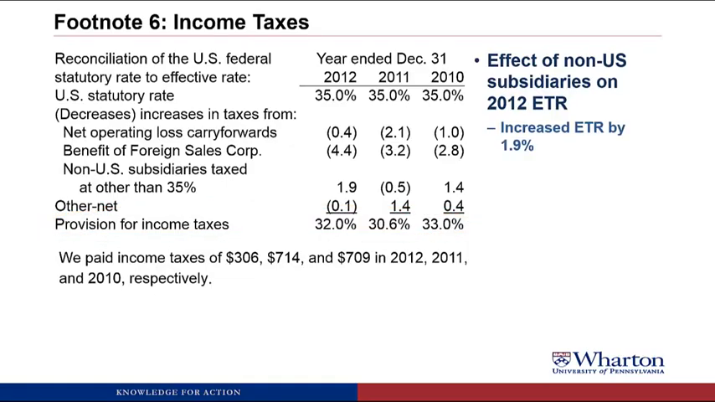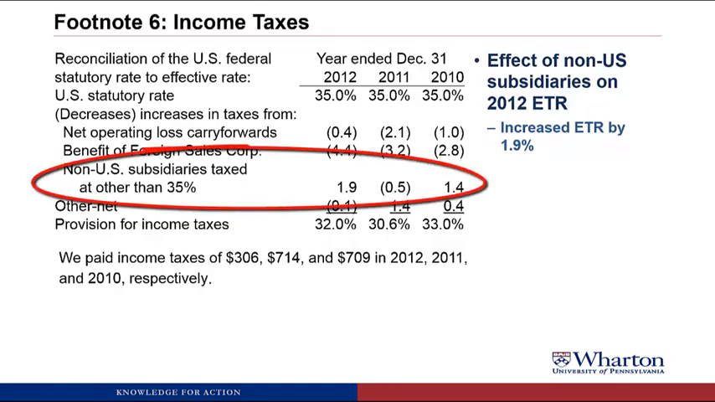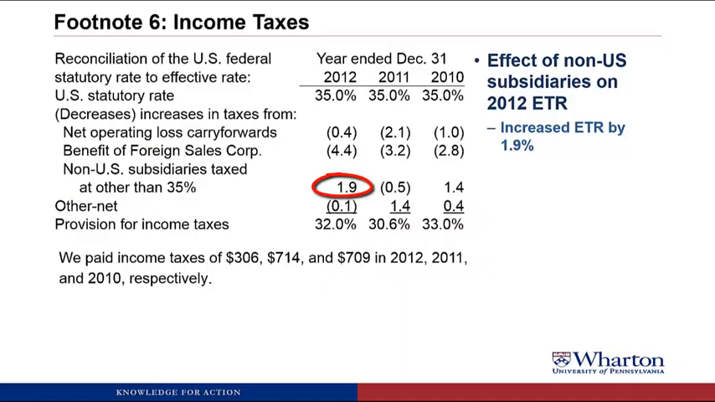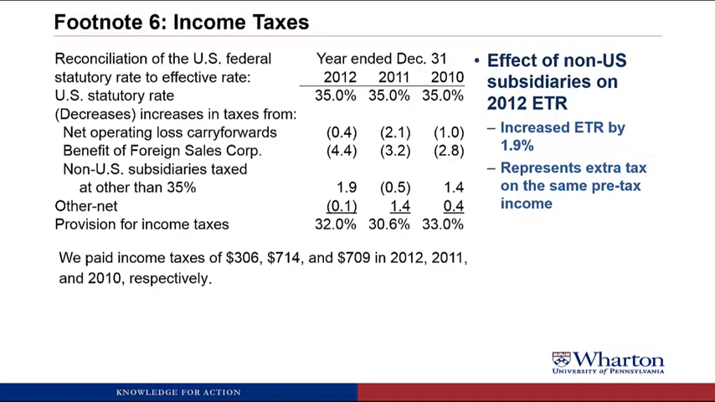The question was what happened with the non-US subsidiaries, and as you can see on this line here, non-US subsidiaries taxed at other than 35% increased the effective tax rate by 1.9%. So what that represents is essentially extra tax on the same pre-tax income. So we have that extra tax for the financial statements that affects our income tax expense, but that doesn't ever show up on our tax return. We can't use that extra tax as a deduction on our taxable income. So it's a permanent difference. It never reverses. And so it's one of the things that shows up in this reconciliation.